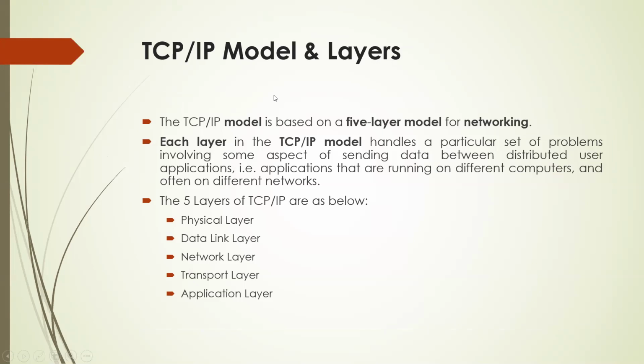The TCP/IP model is based on a 5-layer model for networking. Each layer in the TCP/IP model handles a particular set of problems involving some aspect of sending data between distributed user applications. What are distributed user applications? They are the applications that are running on different computers and often on different networks. The 5 layers are physical, data link, network, transport, and application.